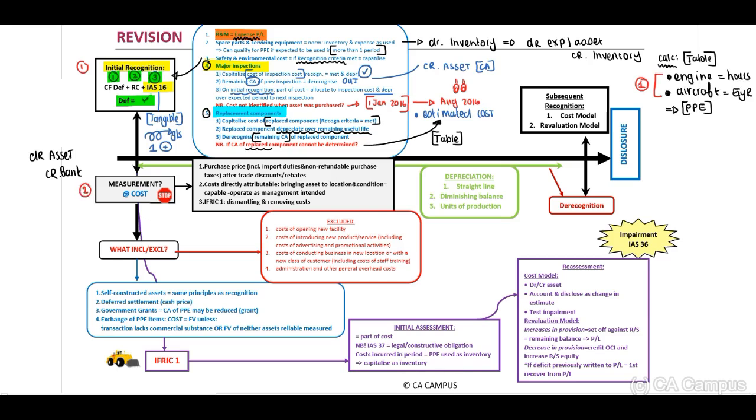On initial recognition, if you have identified, yes, this is an IAS 16 PPE asset, you need to measure the asset at cost. Now, what is cost? Cost will include the purchase price, and this will include import duties, non-refundable purchase taxes, after trade discounts and rebates, costs directly attributable to bringing the asset to the location and condition capable to operate as management intended. And our cost will include our IFRIC 1 dismantling and removing costs.